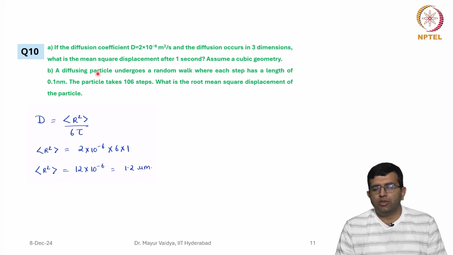The second part is a diffusing particle undergoes a random walk where each step has a length of 0.1 nanometer. The particle takes 10^6 steps. What is the root mean square displacement?